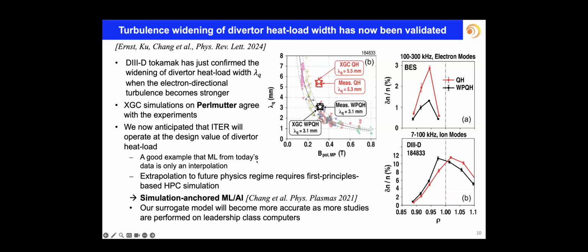So this is a good example. Machine learning is only an interpolation. Just following machine learning and being pessimistic is not a good way. Extrapolation to a future physics regime is not in the machine learning regime. We need to have a first principles prediction using HPC. And that is something I would like to emphasize. So I call this simulation anchored machine learning. And the surrogate model I just told you about, a simple surrogate model, will become more accurate as more studies are performed on leadership class computers.